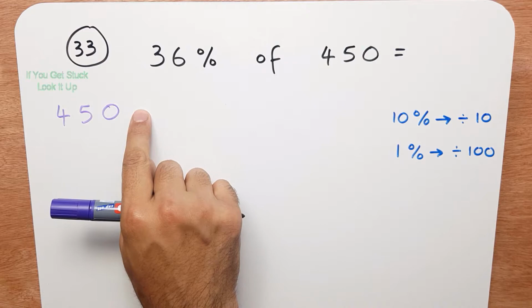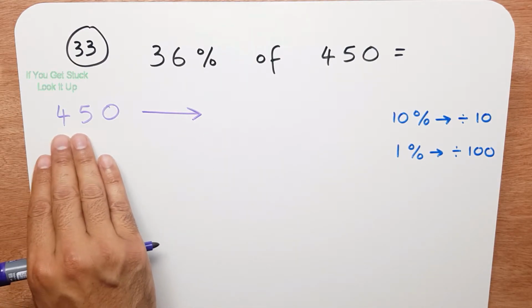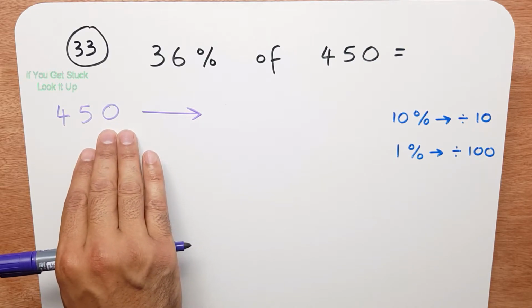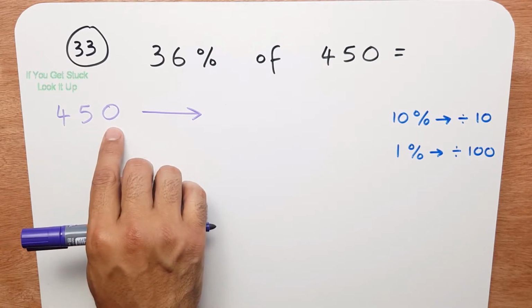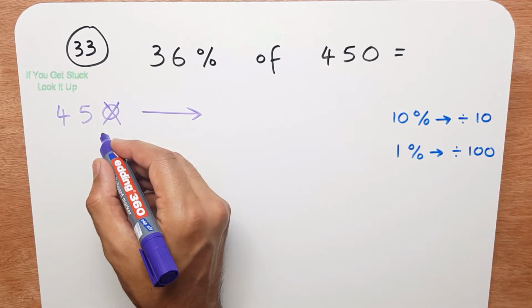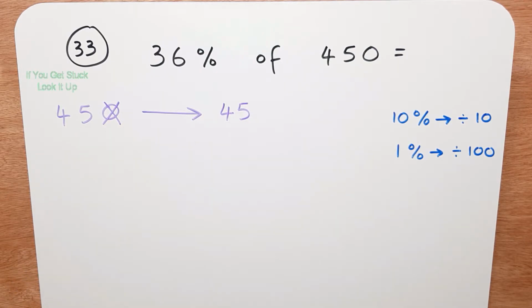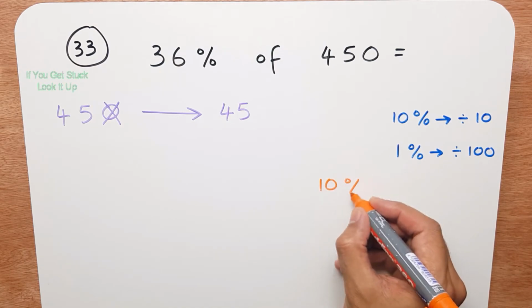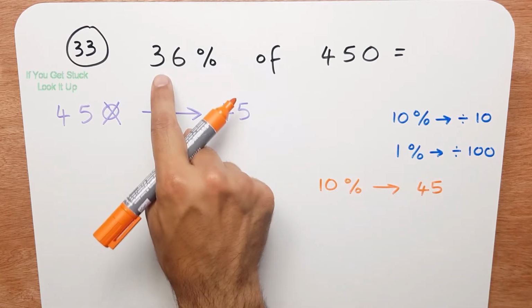Now we need to divide it by 10 to work out 10%. Now dividing a whole number by 10 is easy if it ends in 0. So 450, we simply cross out the 0. So our answer is 45. So let me write this here. 10% is 45. We want 36%.